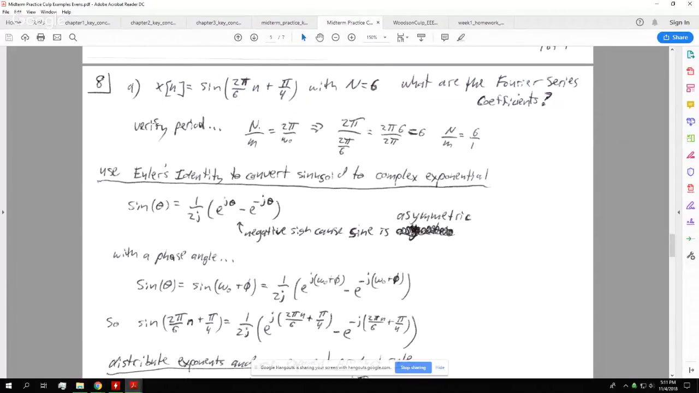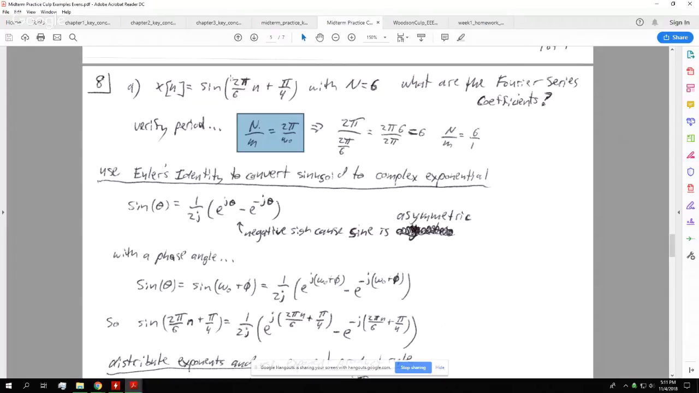So the first thing I do is verify the period. This isn't necessary, but it's good practice. This is the expression for discrete time. Remember, for discrete time we want a rational expression, and that's why we have this n over m. And if we're talking about a fundamental period, this m should be 1.